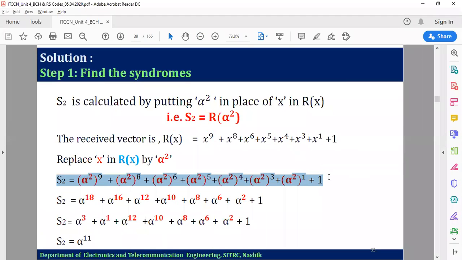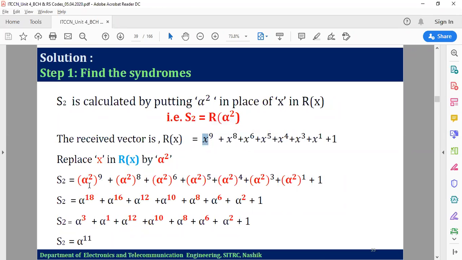You can write this equation, but just understand these things and then proceed. Do not just write down this content from the slide. Just understand the concept, how to calculate the syndromes. So my S2 means, my value of I is 2, so I'm going to replace x with alpha 2. So S2 is equal to R of alpha square. I'm not going to show you S3 and S4. So every x is replaced by alpha square.